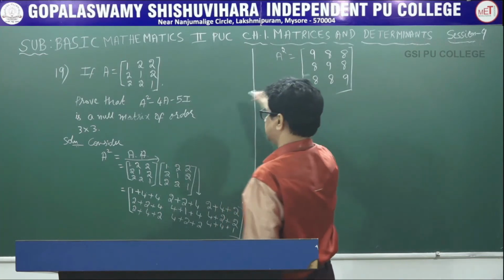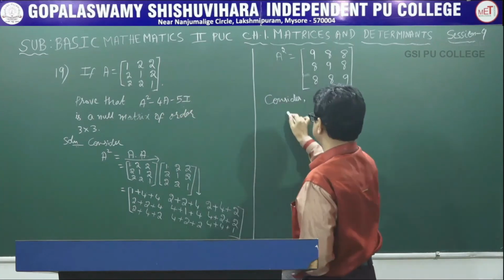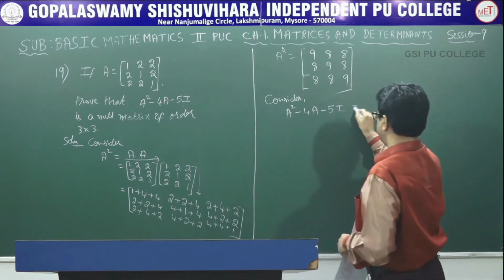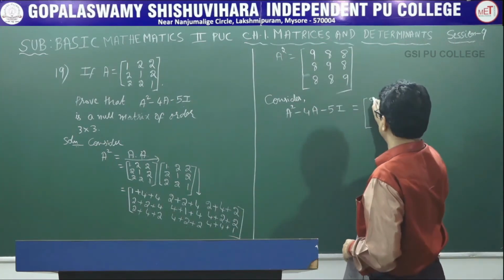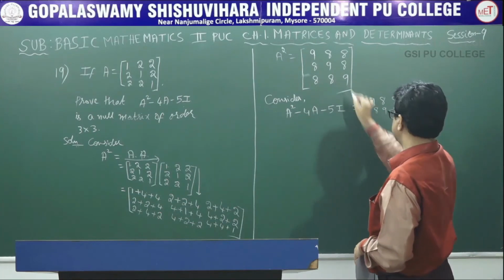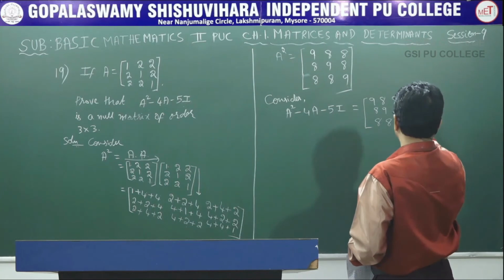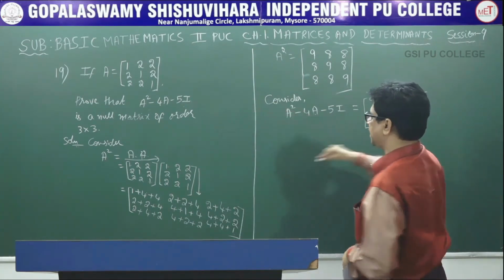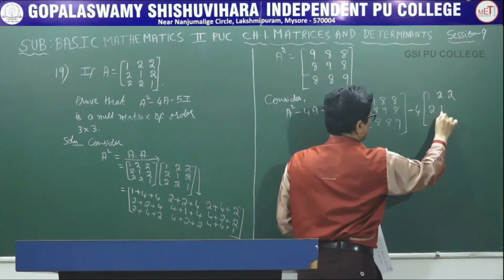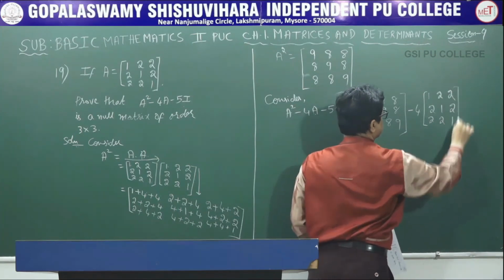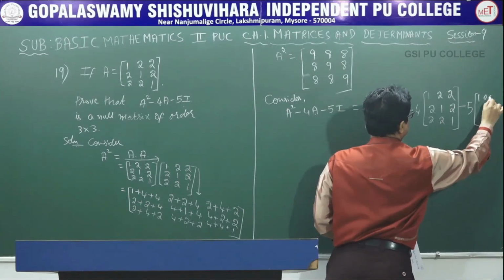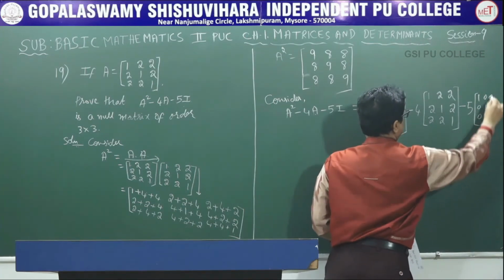Consider A square minus 4A minus 5I. That will be equal to, so A square is 9, 8, 8, 8, 9, 8, 8, 8, 9 minus 4 into A. So A matrix is 1, 2, 2, 2, 1, 2, 2, 2, 1 minus 5 into I, that is 1, 0, 0, 0, 1, 0, 0, 0, 1.